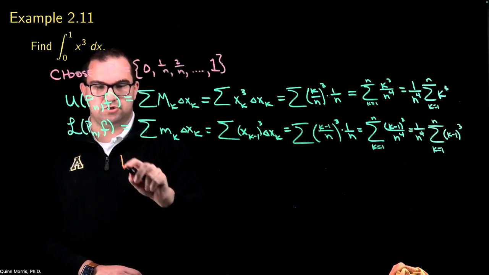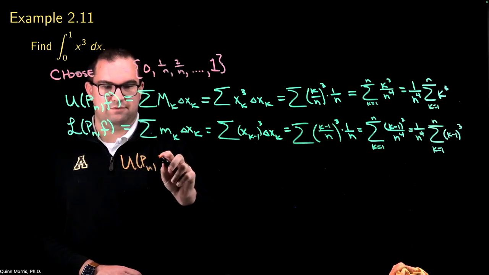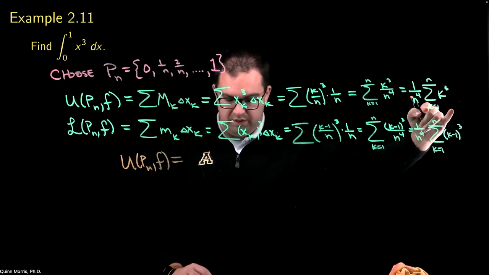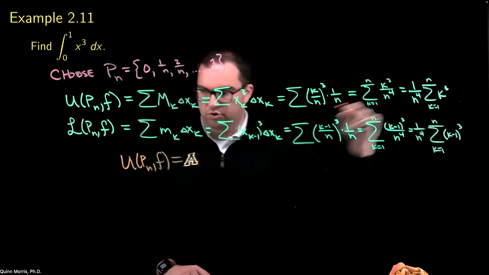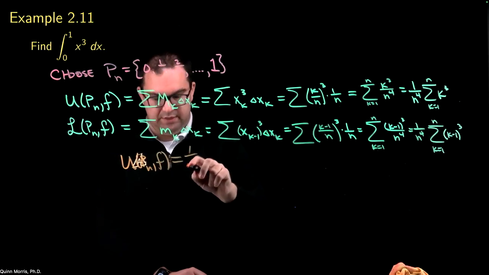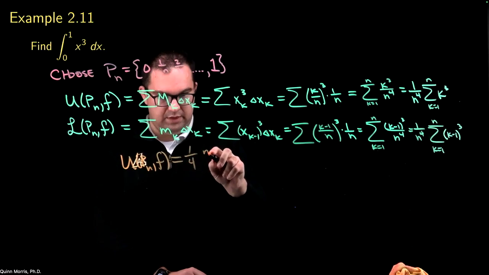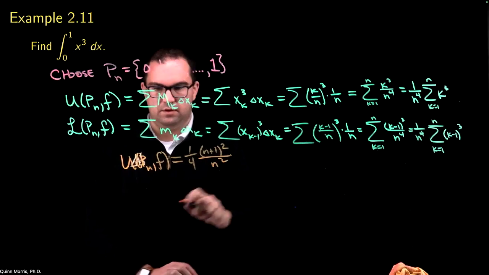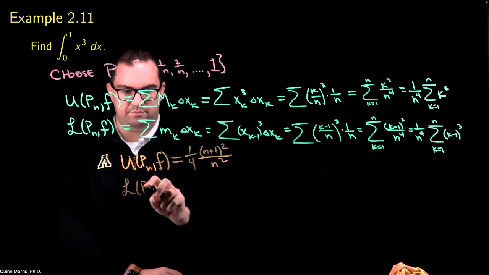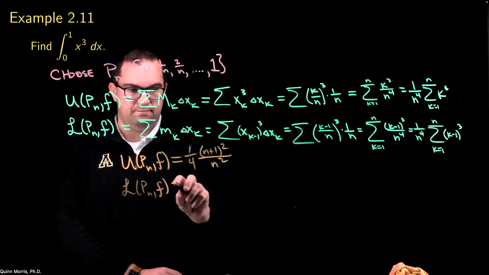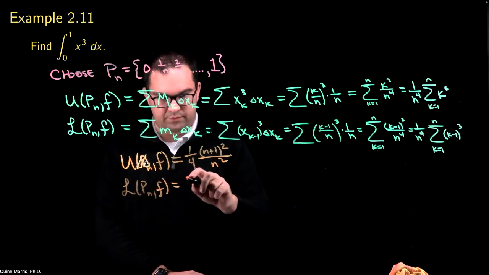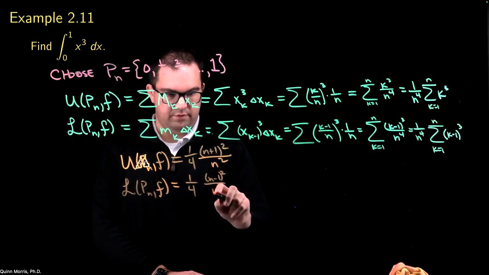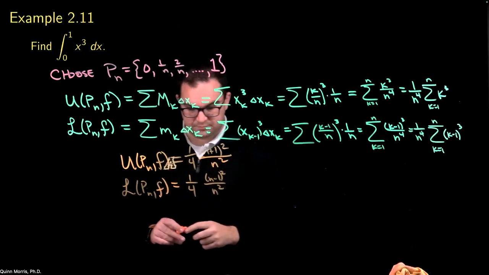I want to skip to the punchline again, to emphasize what I think are the important things. From here, using a formula for the sum of the first k cubes, we get that the upper sum is 1/4 (n plus 1) squared over n squared. And we get that the lower sum of P sub n f is equal to 1/4 (n minus 1) squared over n squared.